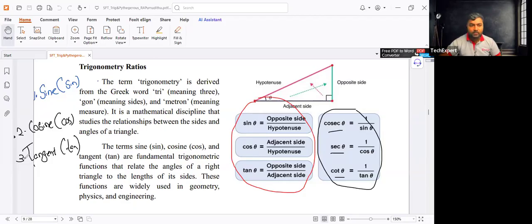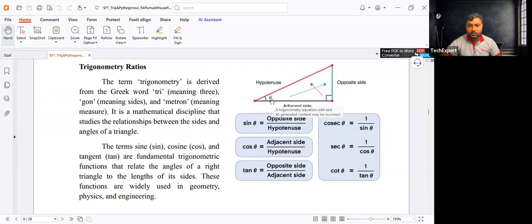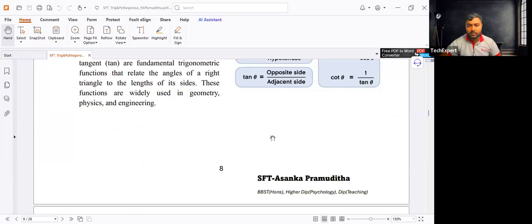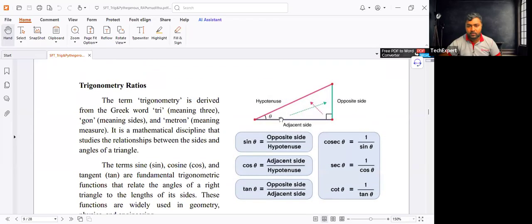Okay, then write the topic as identification of sides in a right angle triangle.